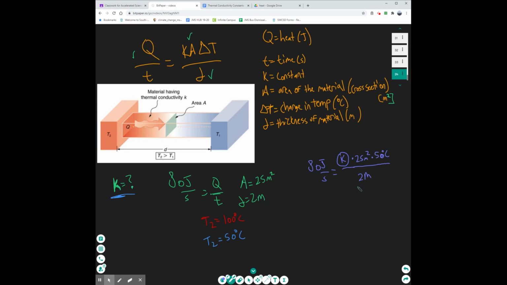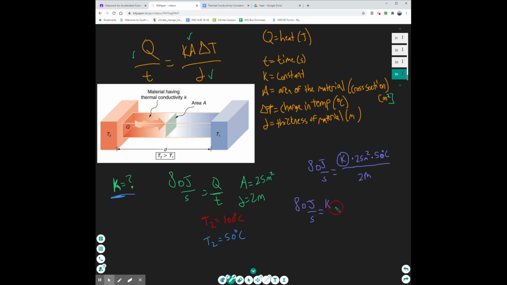Okay, so let's see if we can figure out how to get K on its own. But first, let's do some simplification. We're going to leave the 80 joule seconds, aka watts. Again, I'm going to make this simple so that you're just plugging stuff in and then rearranging an equation.